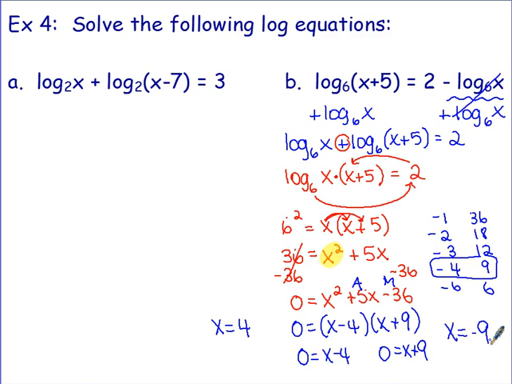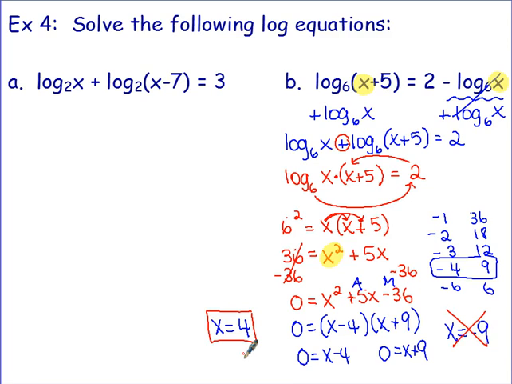So let's check. We need to check it here and there. So let's start with 4. Well, 4 plus 5 is 9, and 9 is positive. Over here, if I put a 4 there, 4 is positive. We're good. Put a box around 4. Negative 9. Negative 9 plus 5, well, that's negative 4. Negative 4 is bad. Cross that off. The only answer is positive 4.